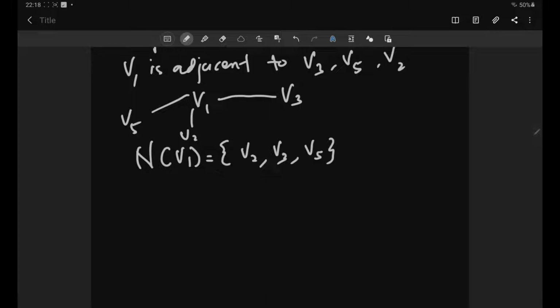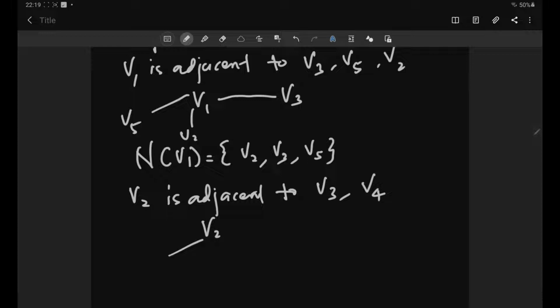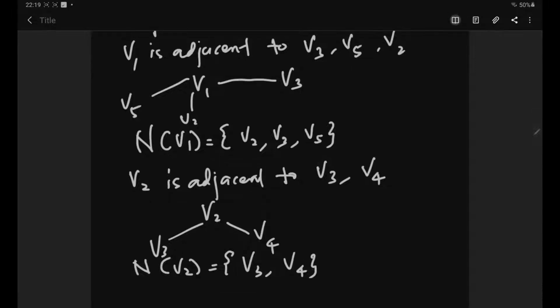Now we move to the second element of the subset A, vertex V2. Suppose the vertex V2 is adjacent to vertices V3 and V4. That means the vertex V2 is connected to vertex V3 and also vertex V4. So using the notation N, the neighborhood of the vertex V2 contains V3 and V4.